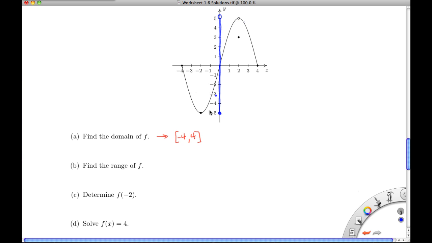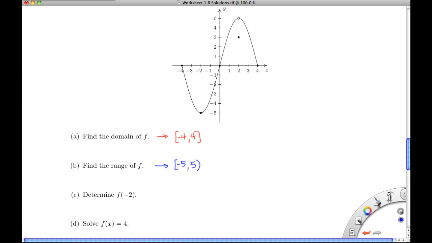So if we were to go ahead and put together the interval notation for our range, we would say we're going from -5 all the way up to +5, but since we're not including +5, we'll use a parenthesis for that. Okay, so that takes care of the range question.